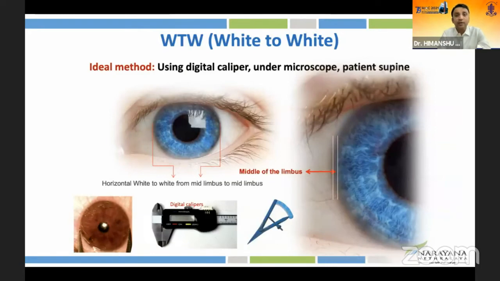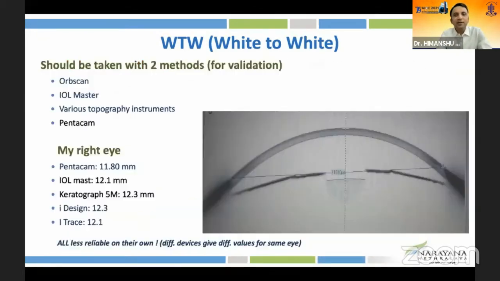Now, horizontal white to white by default is measured using a digital caliper. The patient is in supine position, and you go in the middle of the limbus. Again, there is a lot of debate about whether it should be the middle of the limbus or clear cornea to clear cornea. There's no clear answer to that because we are still going to put the same size lens there. I will come to that later on.